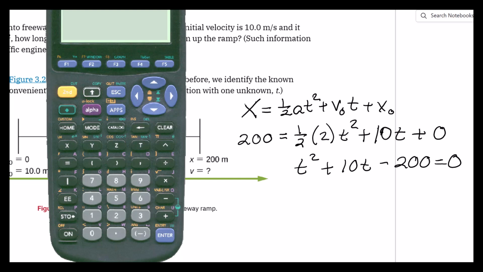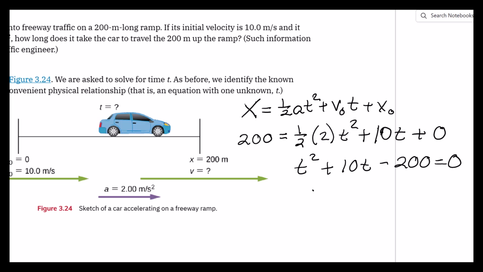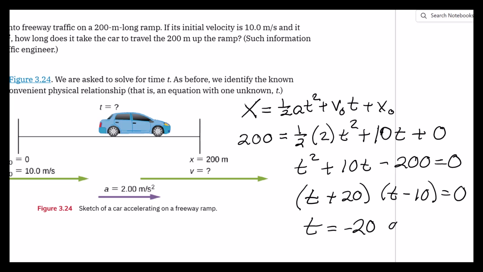And I can put that either in a calculator. I don't think I can do that because it's like 10 and 20. Oh yeah, I can factor that. Look at me, I am factorable. t plus 20, t minus 10, that's what I meant, right? Because that gives me negative 200 and plus 10 in the middle. Okay, so the time is either negative 20 seconds or positive 10 seconds.